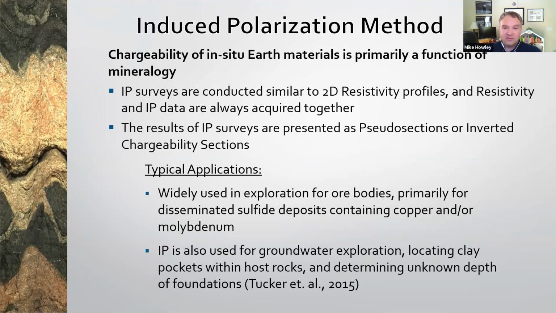IP surveys are conducted similar to 2D resistivity profiles, and resistivity and IP data are always acquired together. The results of IP surveys are presented as pseudosections or inverted chargeability sections. The IP method is widely used in exploration for ore bodies, primarily for disseminated sulfide deposits containing metals. IP is also used in groundwater exploration, locating clay pockets within host rocks, and detecting unknown or forgotten man-made structures. The reference is to a Texas DOT sponsored project that used resistivity and IP to detect depth of known pile-supported foundations.